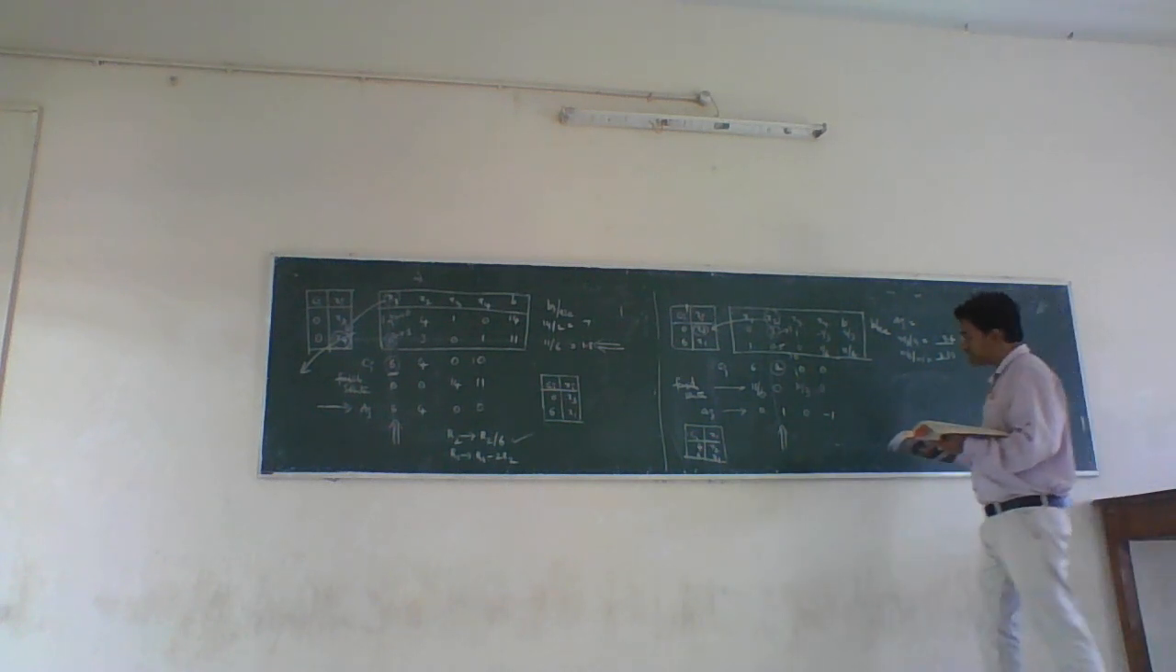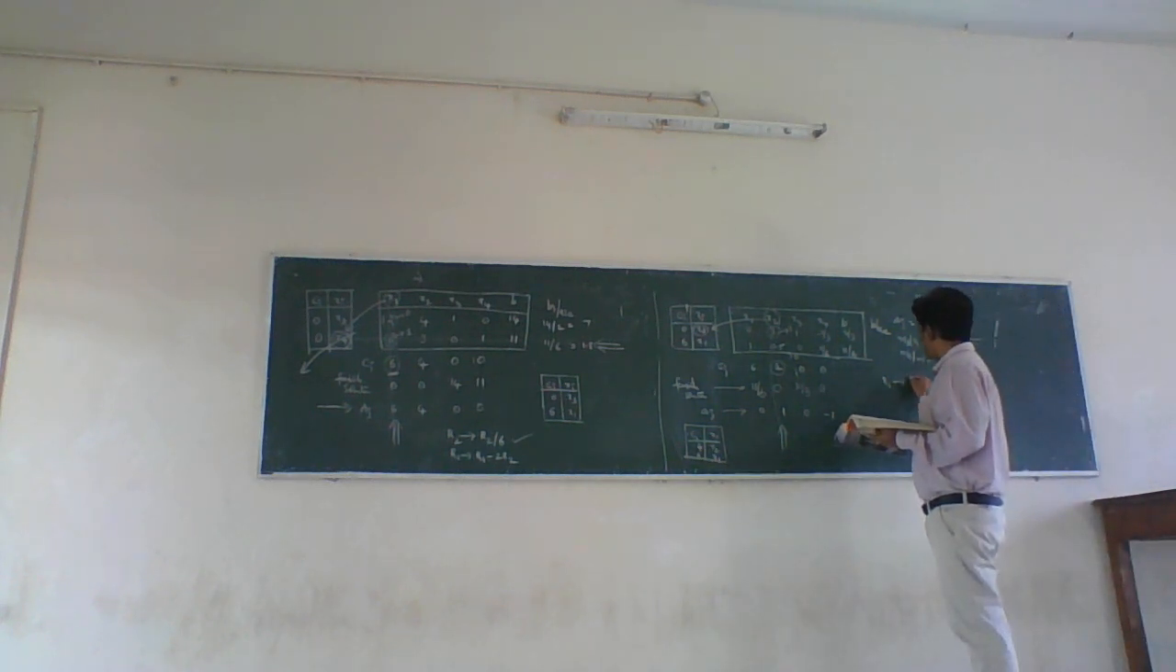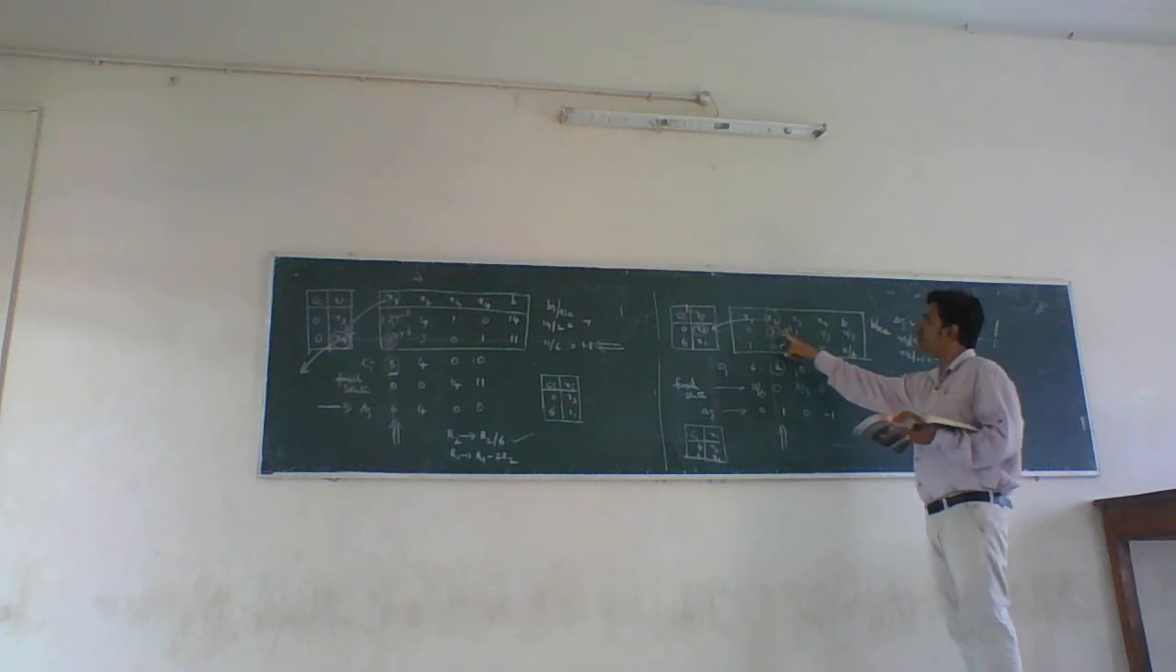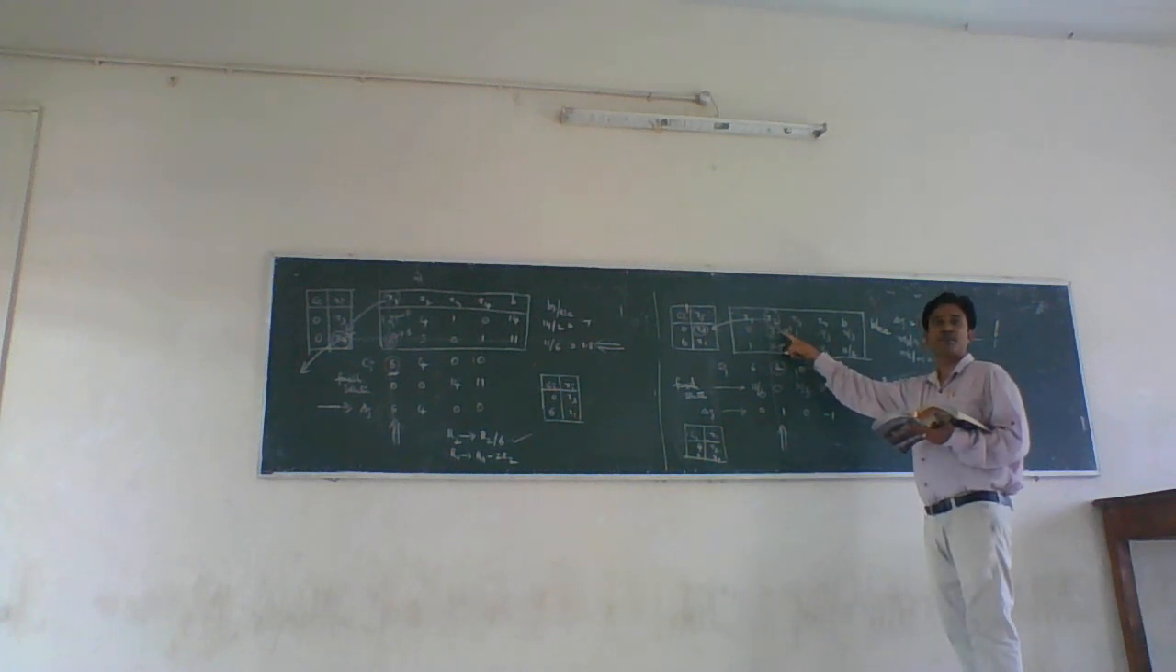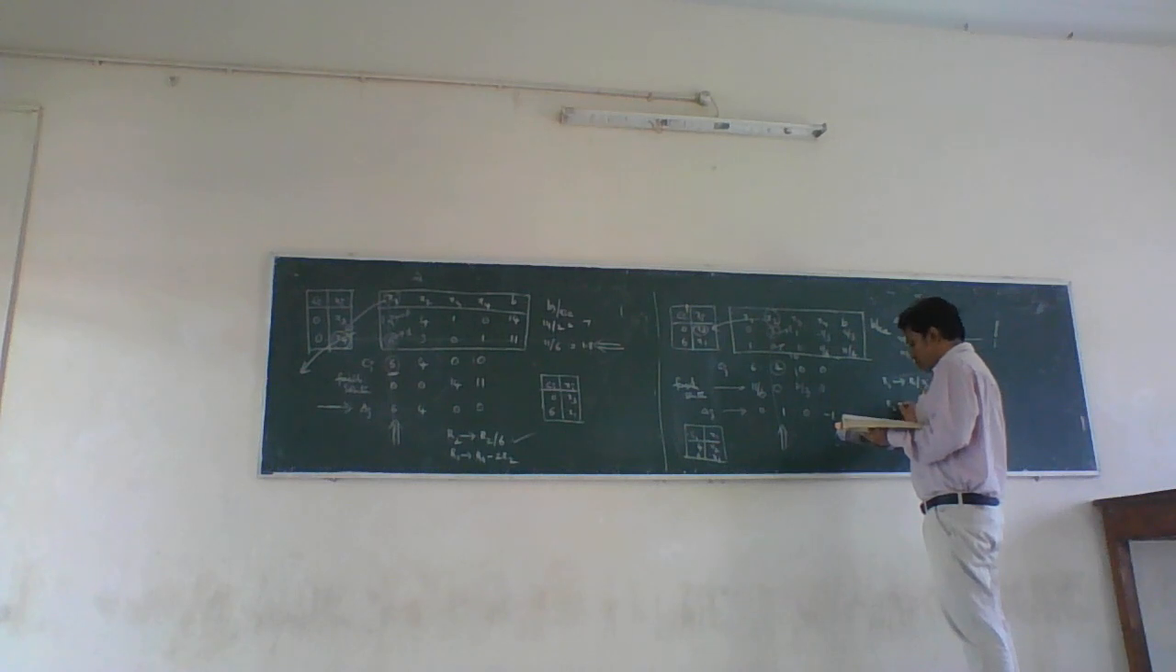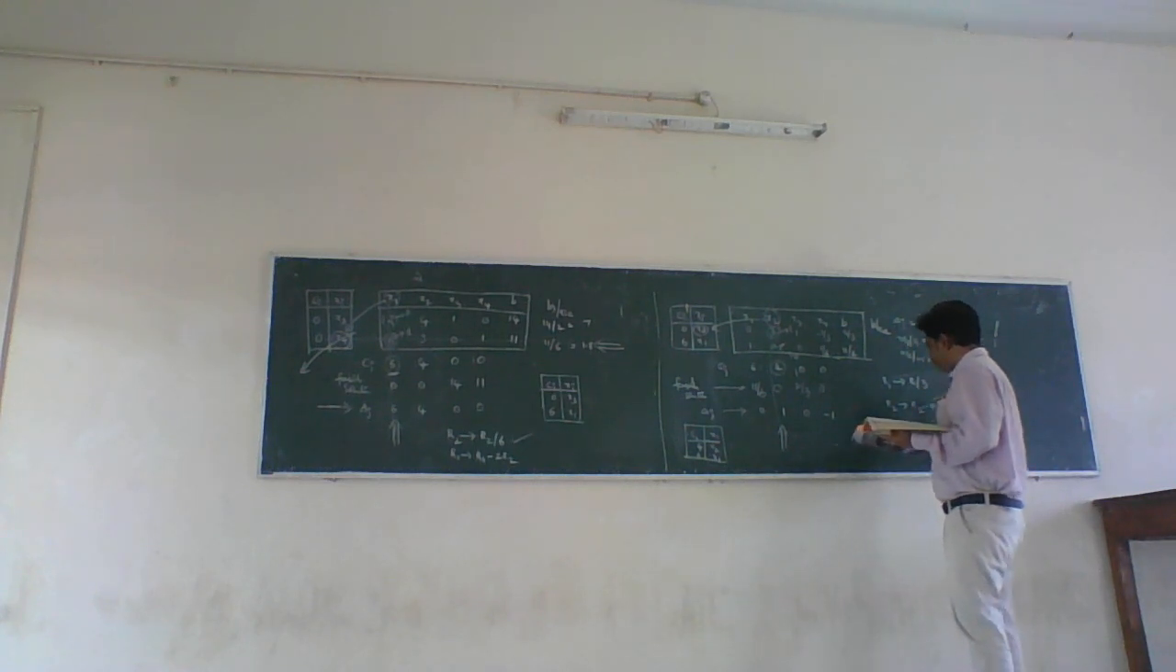What are the row manipulations? I can write R1 as R1 by 3 because I have to make it 1. So R1 by 3 is equal to R1. Similarly, R2 goes to R2 minus 0.5 times R1.